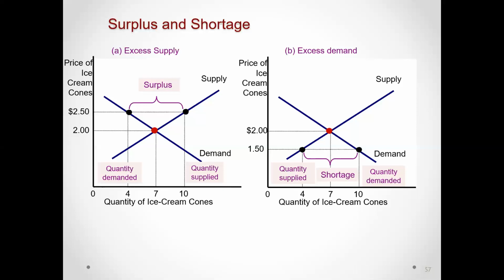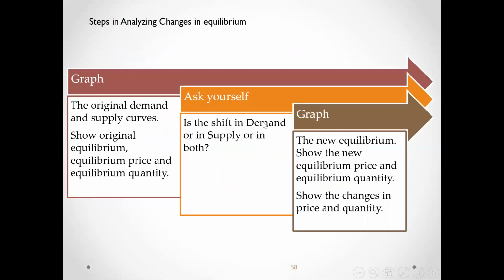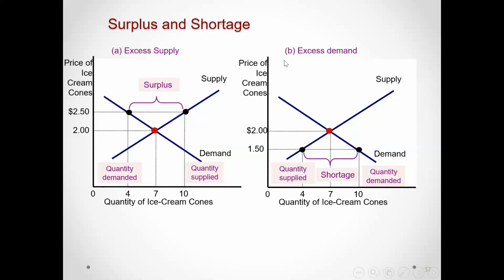الديماند اكبر من السبلاي، لما يبقى في نقص في السوق او shortage او excess demand, what should happen to go back to equilibrium? We increase the price until we reach equilibrium. Okay, this is the first thing. Again, these are shifts or movements. These are movements. We increased the price above equilibrium or we decreased the price below equilibrium.